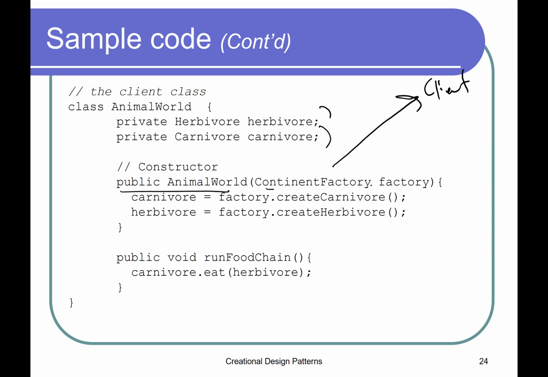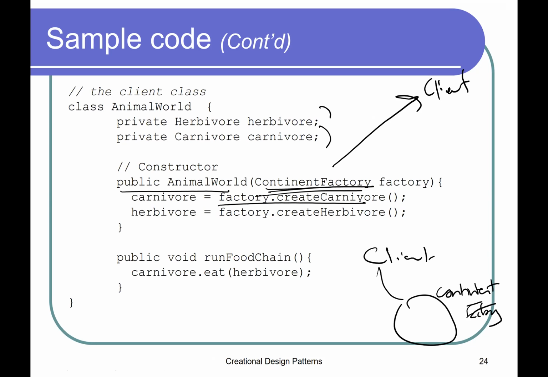Remember, I said the client looks like it's dealing with a continent factory, and it doesn't know what's inside. I say, Mr. Factory, go ahead, create your carnivore, go ahead, create your herbivore. Then I can actually run the function that was inside, which is run the food chain. So it executes the eat function. Whatever animal world I was in, its carnivore is going to end up eating its herbivore. Right, this is the setup.